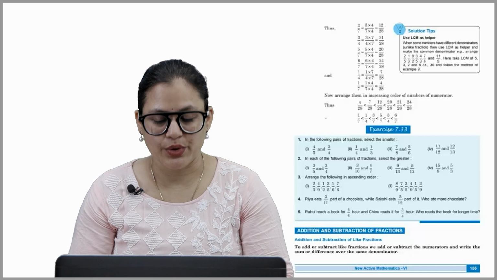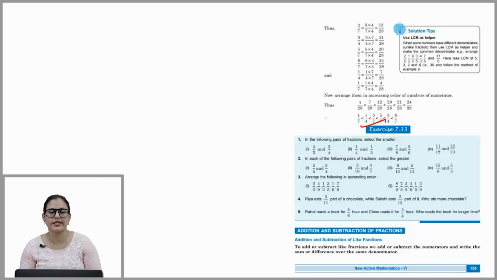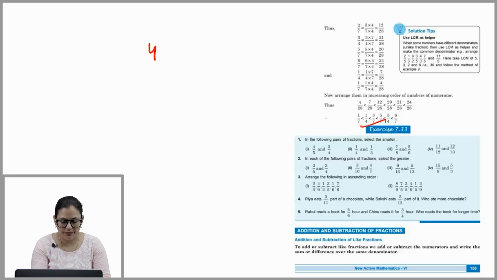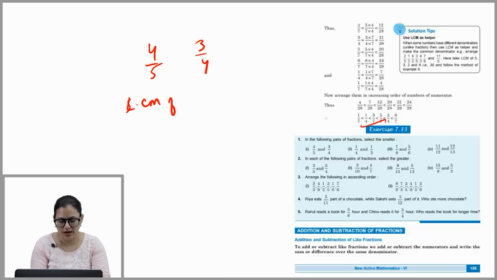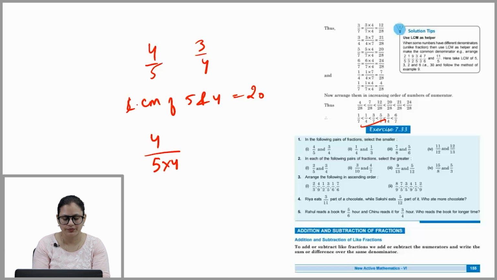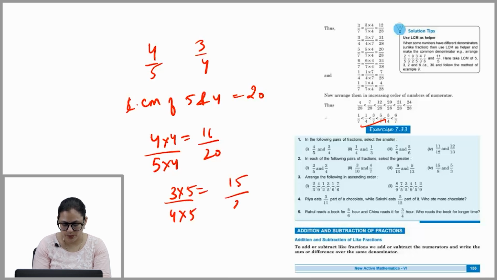Let's do exercise 7.3. In the following pair of fractions, select the smaller: 4 by 5 and 3 by 4. So the denominators, of course, are not equal. First, make denominators equal by taking the LCM of 5 and 4. If you take the LCM of both these numbers, we'll get 20. Now let's make the denominator 20. You will multiply 4 by 4, then here also, 16 by 20. 3 by 4, you will multiply by 5, so you will get 15 by 20.